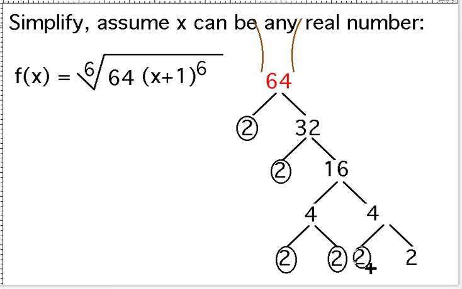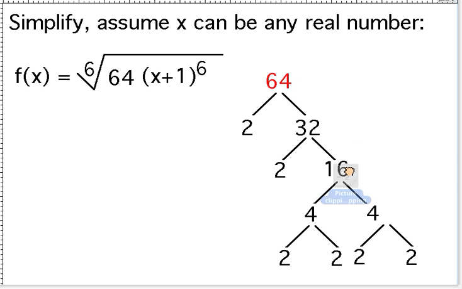And as you can see, there are 6 2's right here. And in fact, the prime factorization of 64 is 2 to the 6. So let's show that in terms of exponents. There's 2 to the 6. That's the prime factorization of 64.